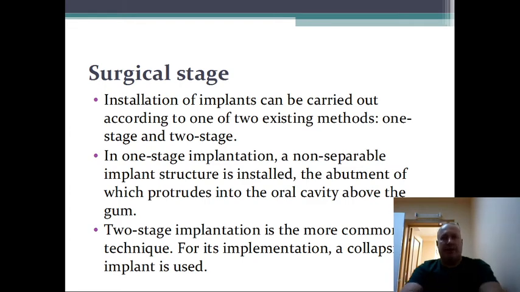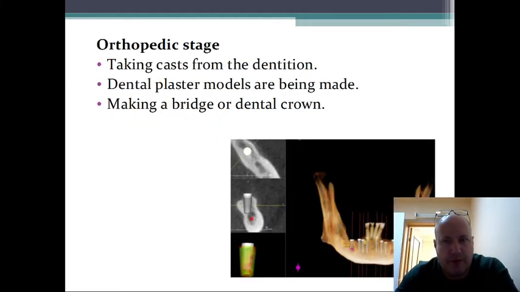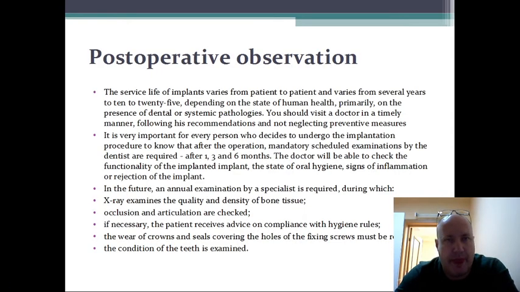In one-stage implantation, a non-separable implant structure is installed, the abutment of which protrudes into the oral cavity above the gum. Two-stage implantation is the more common technique. For its implementation, a collapsible implant is used. Orthopedic stage: taking casts from the dentition, dental plaster models are made, making a bridge or dental crown.